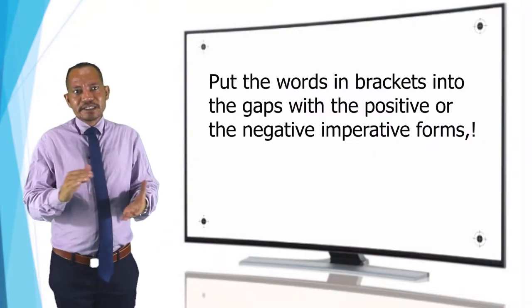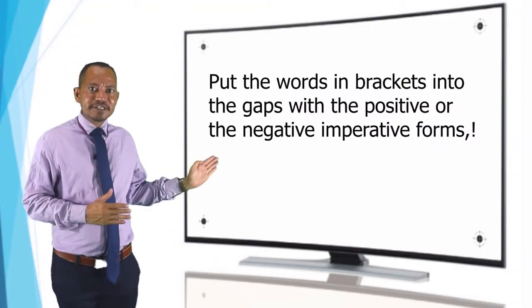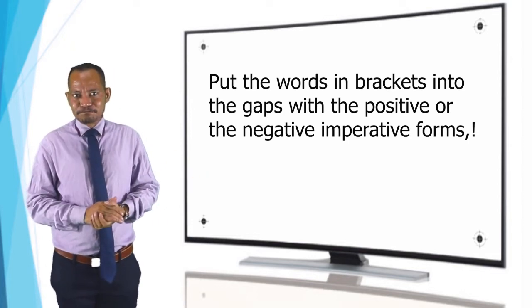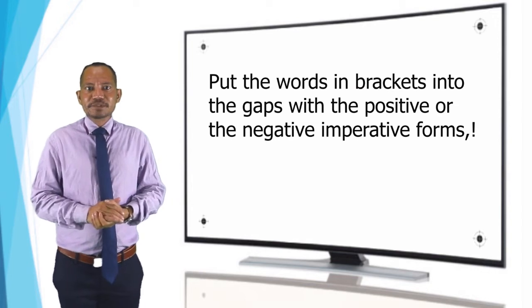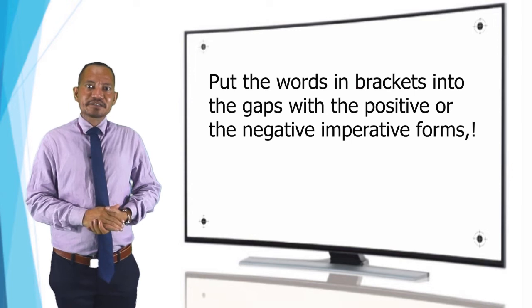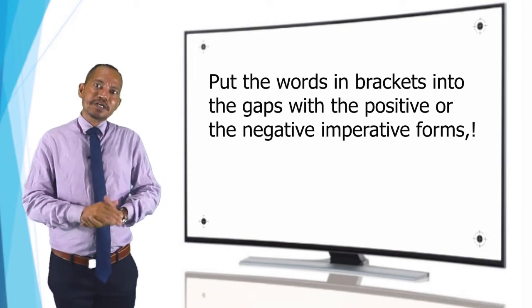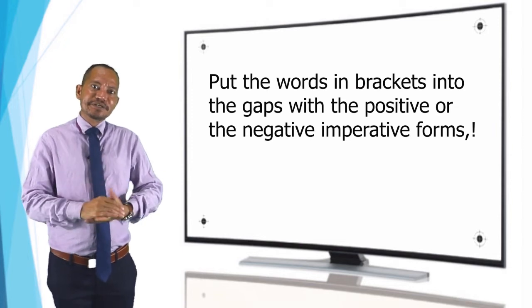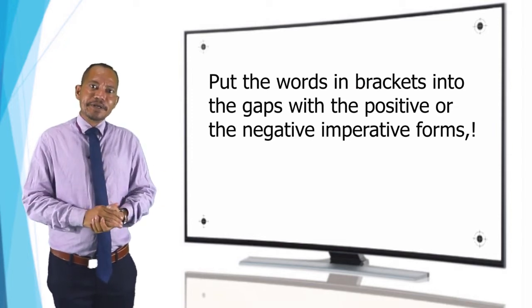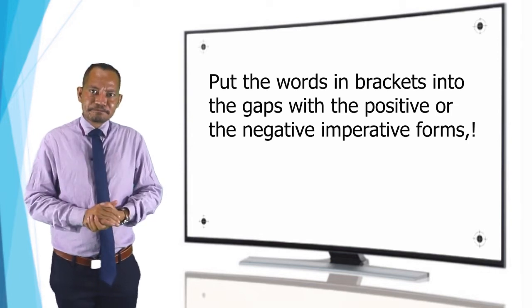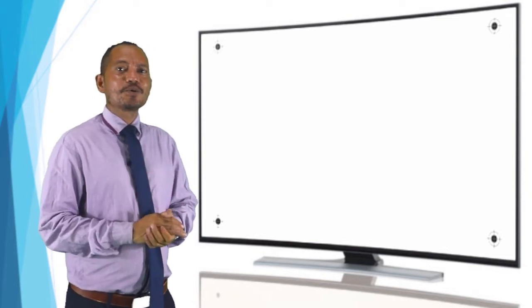As usual, I'd like to take you through the following 5 exercises to put your knowledge of the imperatives to the test. In these exercises, you are basically asked to put the words in brackets into the gaps with the positive or the negative imperative forms. If you are ready, let's get started. Let's look at exercise number 1.